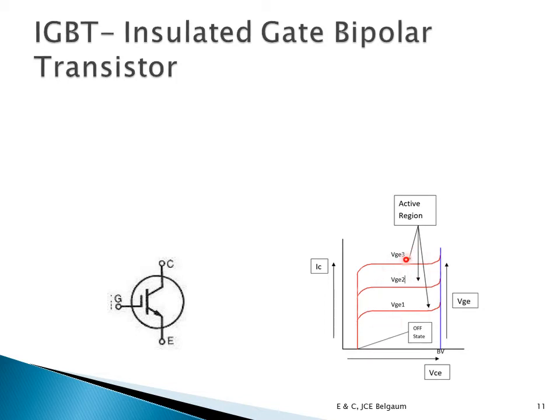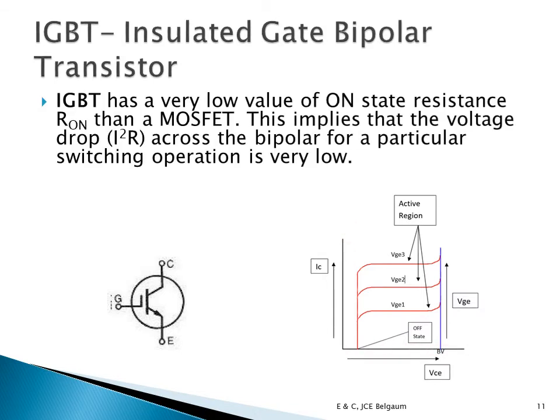Similarly, this will be the active region, this is the saturation region, and the cutoff region. We do not use them in the active region. You are going to use it as a switch, on in the saturation and off in the cutoff. So IGBT has a very low value of on-state resistance, R on, than a MOSFET. This is the advantage it takes from the MOSFET. This implies that the voltage drop, I squared R, across the bipolar for a particular switching operation is very less. So its on-state voltage drop will be very less.